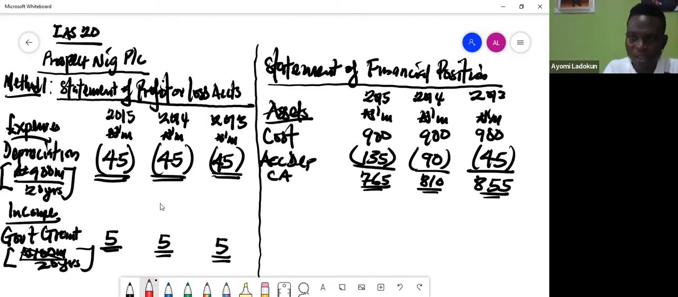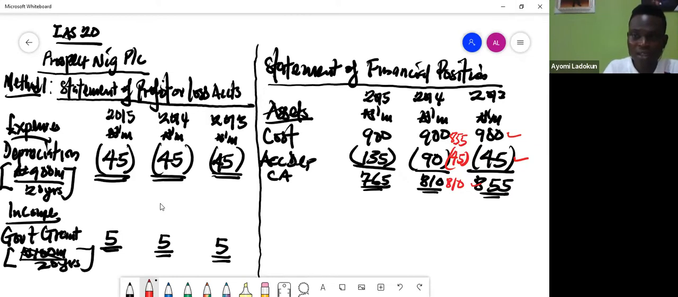After saying 900 here, can you see? This is 900, then I charge 45, then I have 855. So I can actually bring the 855 here, in year two. If I bring that 855 there and I remove 45, obviously it should give me 810. You can confirm that, all right?